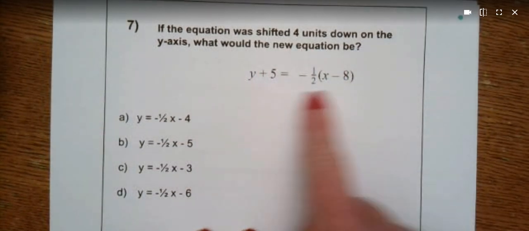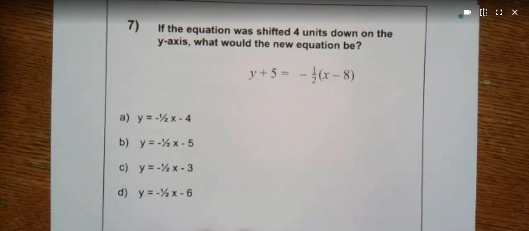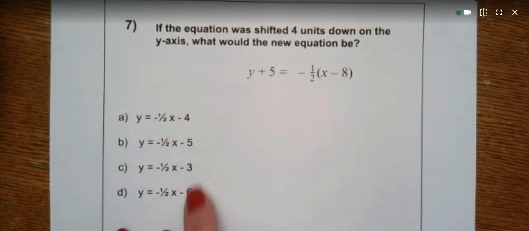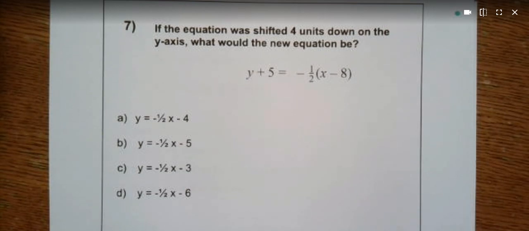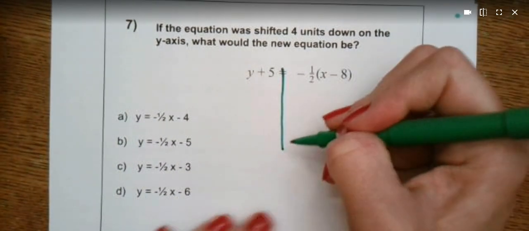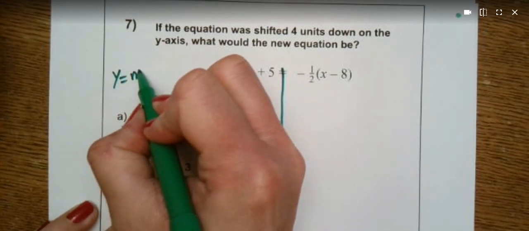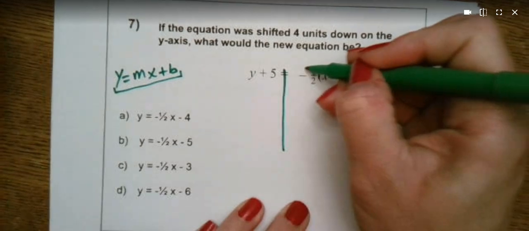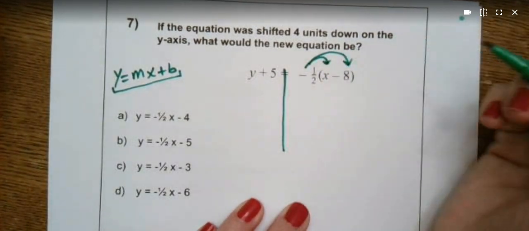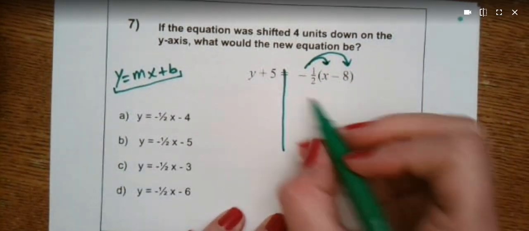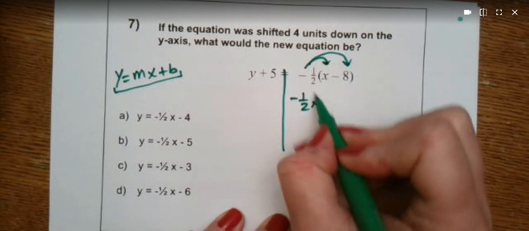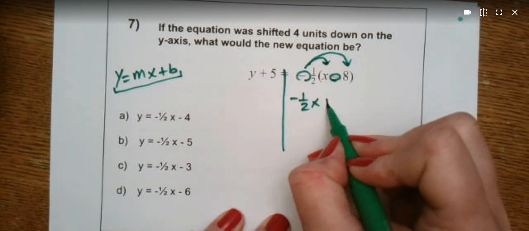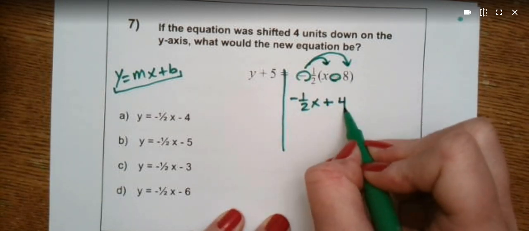So I need to take this equation out of point slope form, and I need to put it into slope-intercept form so I can look at the intercept. So we're going to do a conversion. Let's get this equation so that it's y equals mx plus b. All right, so distributive property here, go ahead and do this with me. -1/2 times -8 is positive 1/2 times 8 is 4, half of 8.